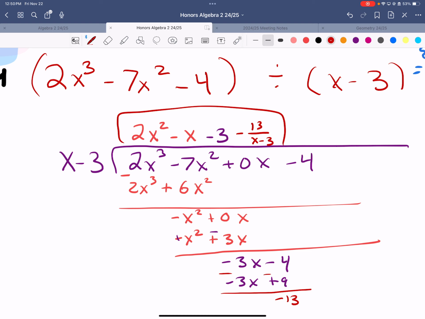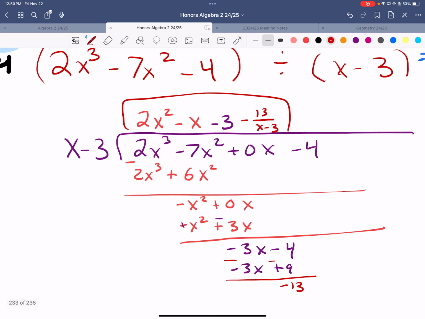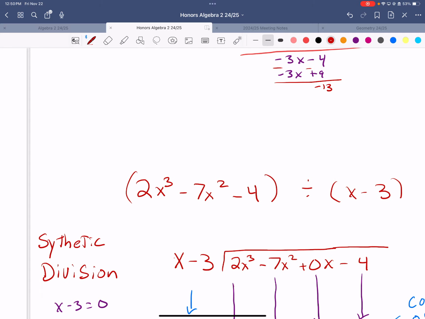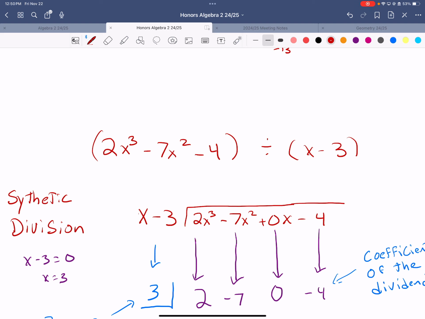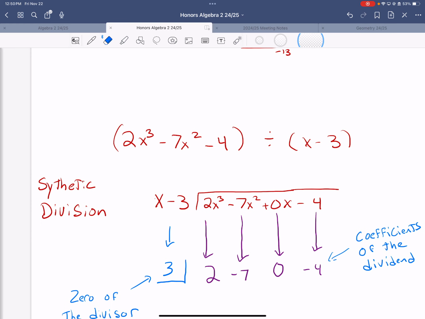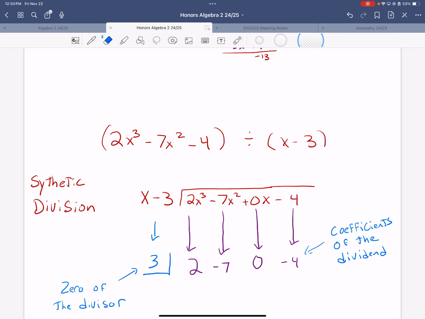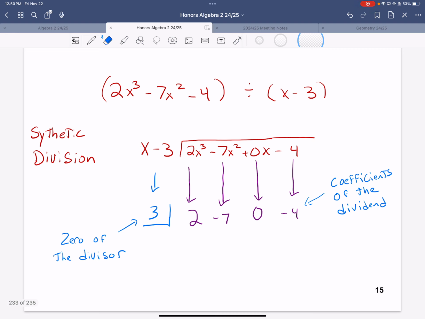Okay, so there's a shorthand method to do these as well. That's called synthetic division, and that's what we're going to work on today. We're going to work on dividing these polynomials, but now we're going to use synthetic division instead. And it is much, much quicker. So we're going to take the same problem that we just had, and we're going to show you how to do it using synthetic division.